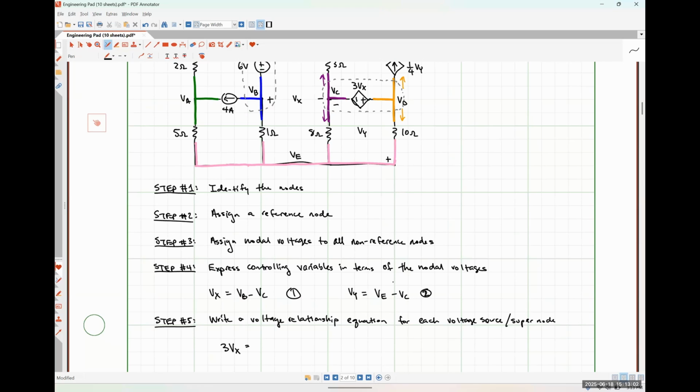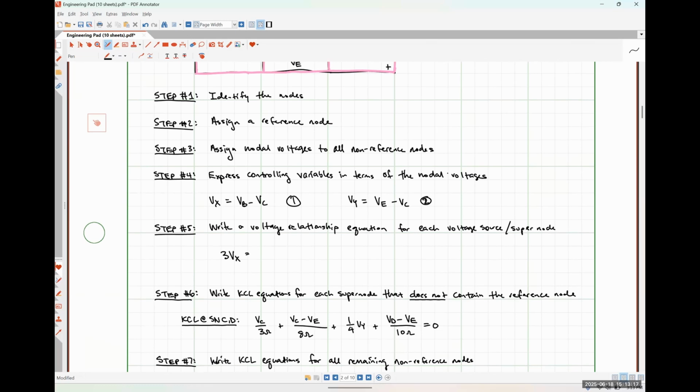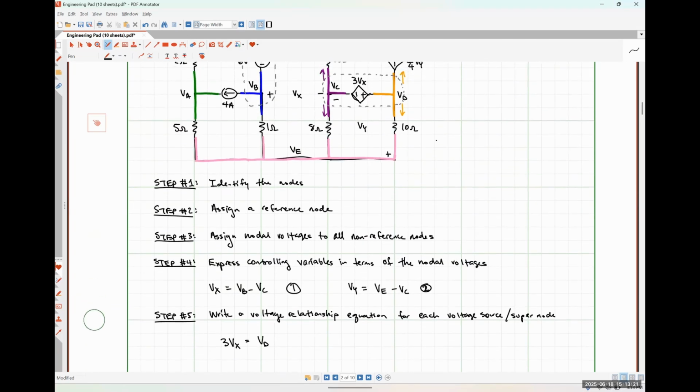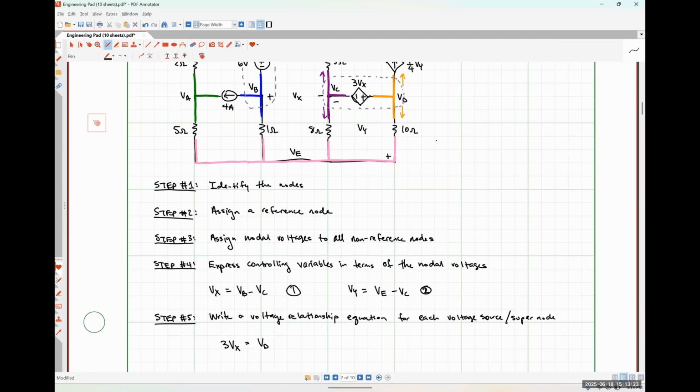Repeat the question. What is the nodal voltage at the positive polarity terminal of the voltage-controlled voltage source? Is it just VD? It is indeed just VD. What's the nodal voltage at the negative polarity terminal of that voltage-controlled voltage source? VC.